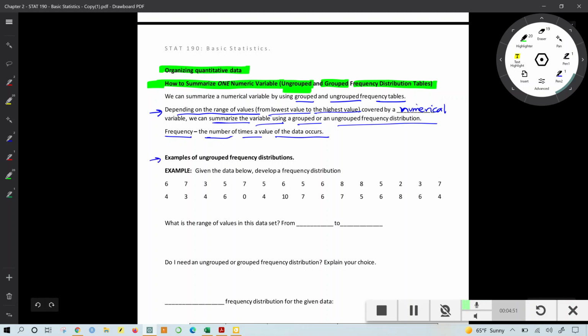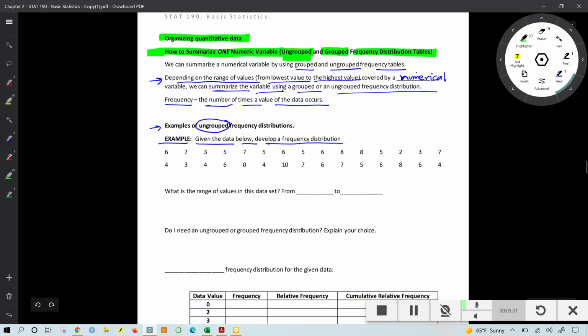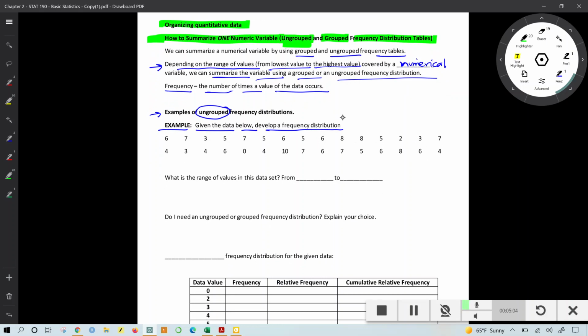So here's an example that will show when to use an ungrouped frequency distribution table. In this example, we're given the data below, and we're required to develop a frequency distribution. Take note, we're not told whether to use ungrouped or grouped. We're going to see how we can make the correct judgment on which frequency distribution table to use. The first thing I will do is to look at the range of values in this data set, and what you might observe is that the least value here is 0, whereas the greatest value is 10.